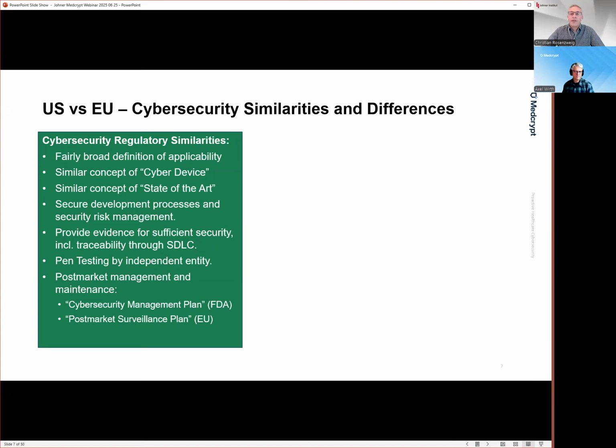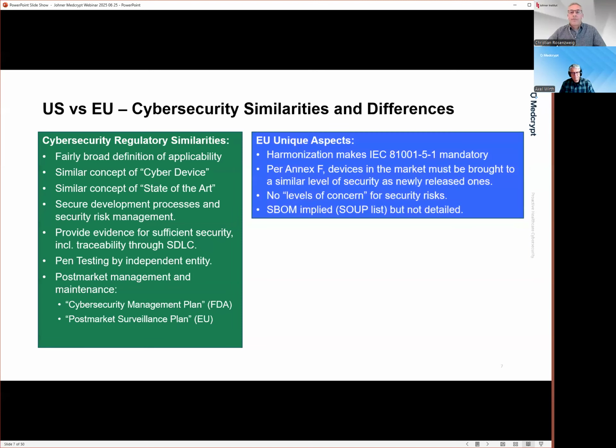And not only once during development, they also both require recurring pen tests, for example, once a year. Both require post-market management and product maintenance, although they have different names for the corresponding plans. So the Europeans talk about post-market surveillance, and the FDA term is cybersecurity management plan.